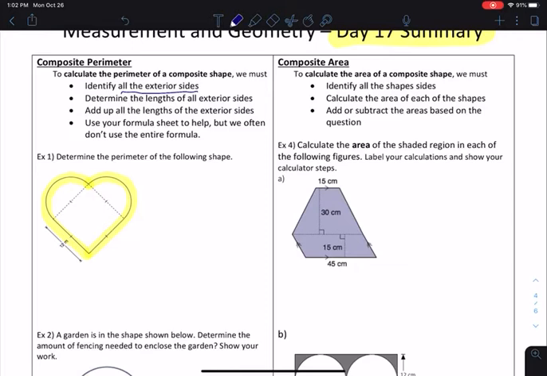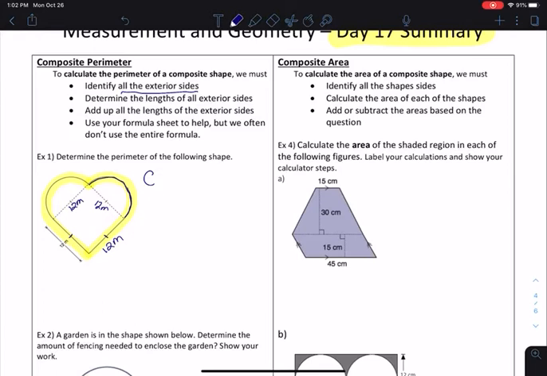I'll label this side. Since there's little tick marks on these sides, this one's also going to be 12 meters in length. Now, the dotted line sides are also 12 meters in length. So 12 meters here and 12 meters here. But I need to know the exterior. So each of these, I'm just going to do the circumference formula.